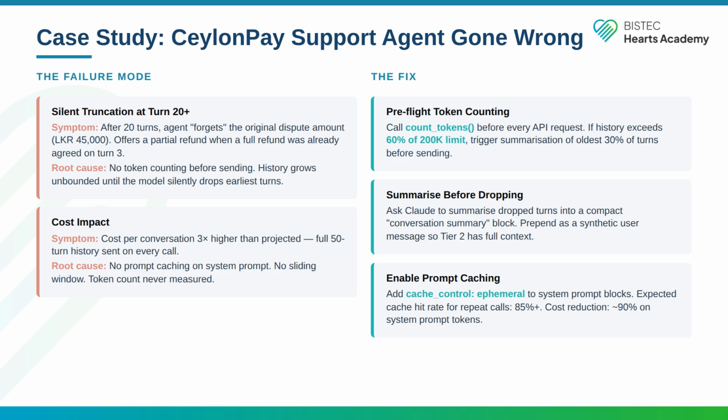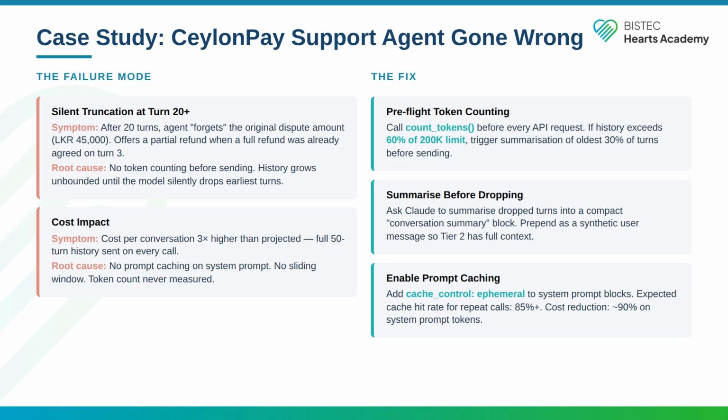The root cause is silent context truncation. No token counting is happening before the API call. The conversation history grows unbounded until the model's window fills up, and the API silently drops the earliest turns, including the original complaint and the agreed resolution from turn 3.